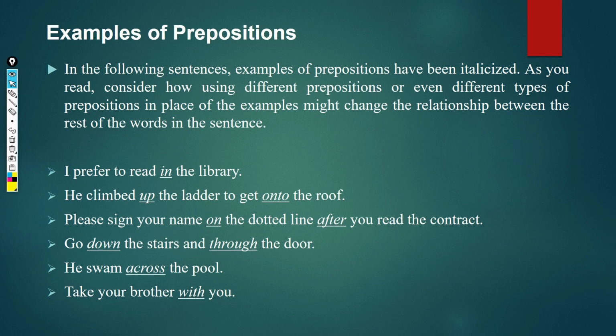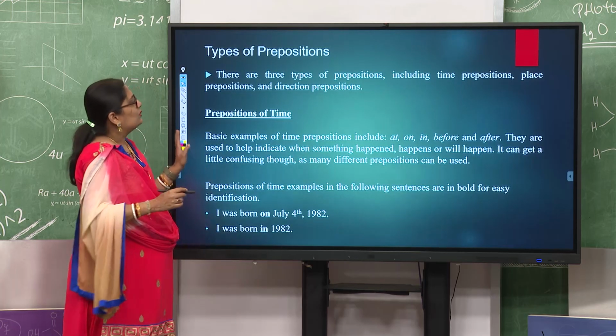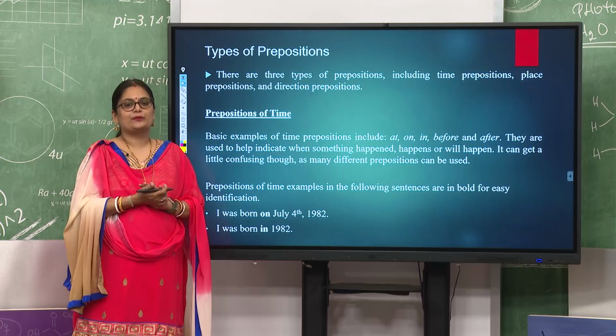Moving on, go down the stairs and through the door. What are the prepositions used? Down and through. Next example: he swam across the pool. What is the preposition used in this particular case? Across. Take your brother with you. What is the preposition used? This is with.